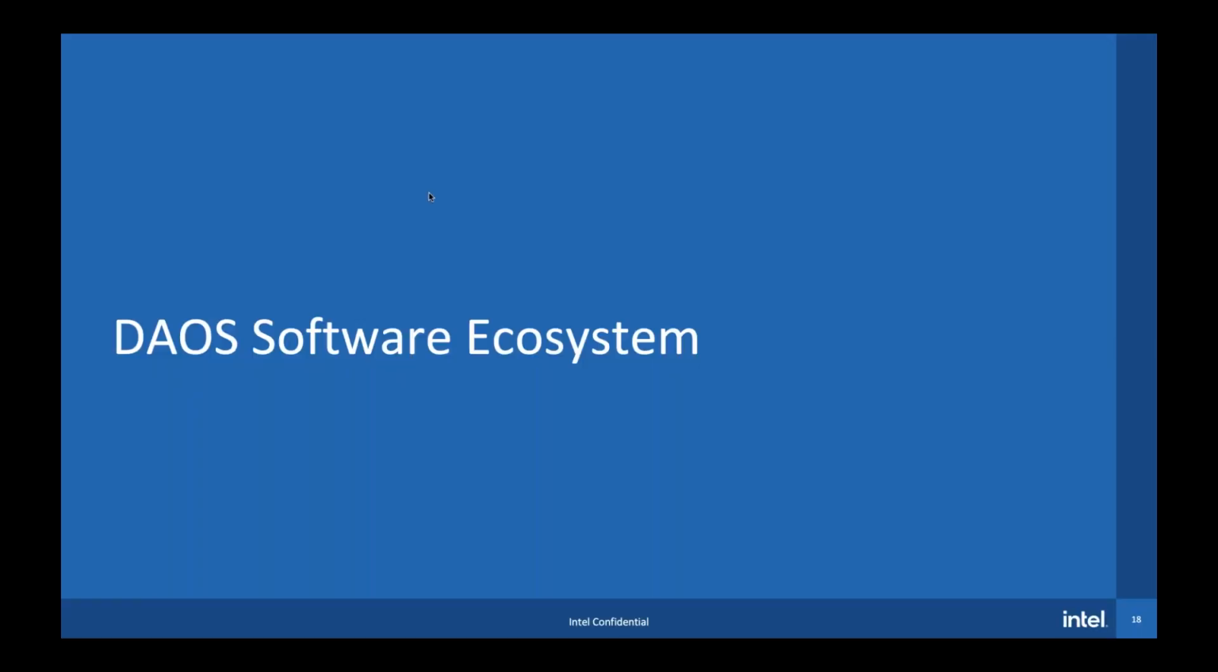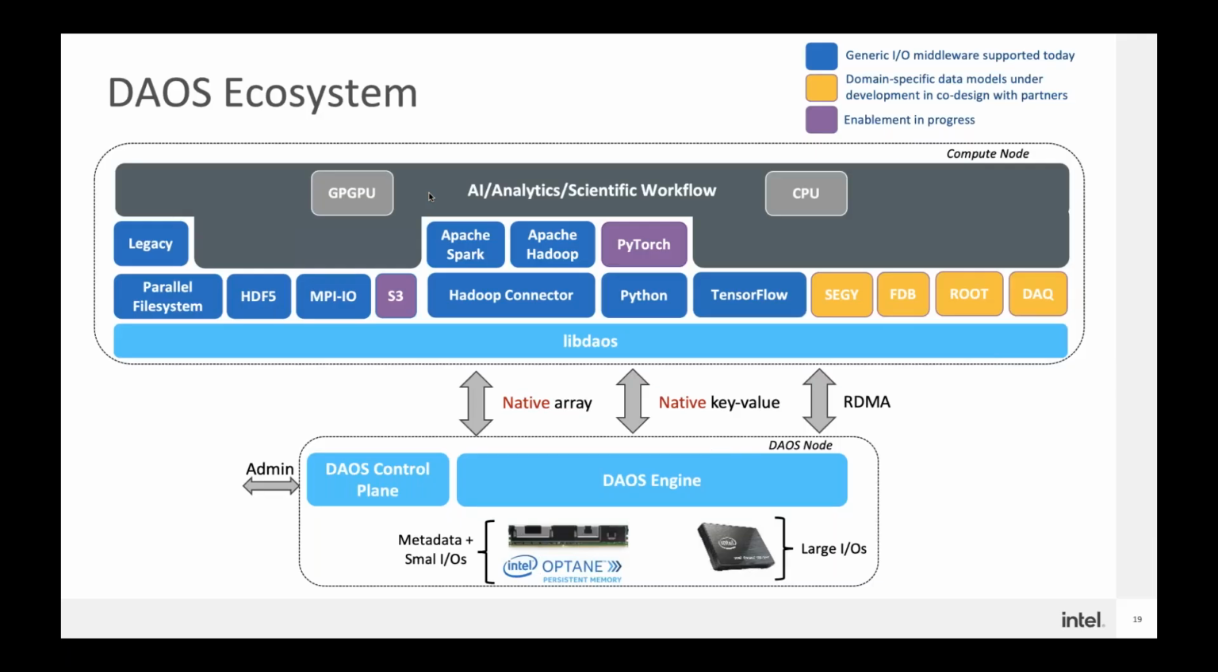Okay, the software ecosystem. As I introduced earlier, the baseline DAOS API provides a new data model which exports new types of object. Our object can have two different value types: an array object, which allows HPC applications to represent multi-dimensional arrays, and we also export the native KV store object.